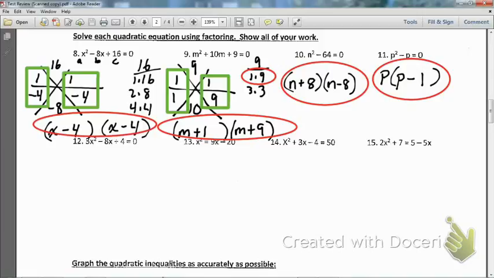Moving along to number 12. Again, reminder, if you're not needing the review on all of these, feel free to skip around and get to something you do actually need.